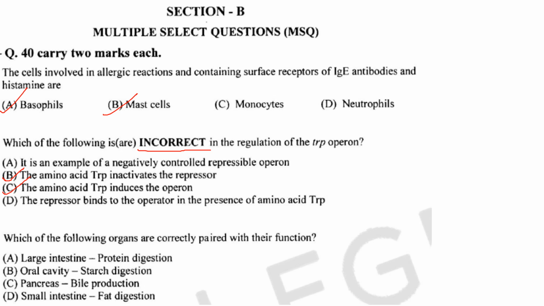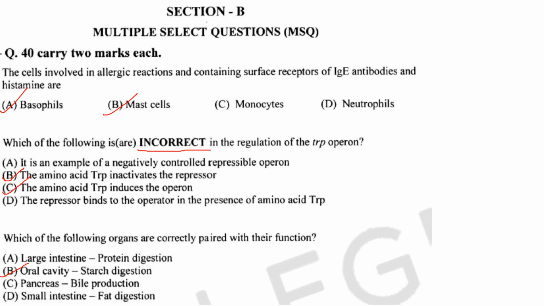Then next one. Which of the following organs are correctly paired with their function? Large intestine, protein digestion. That is not correct. Large intestine is involved in water reabsorption, electrolyte balance, all these things. So large intestine is not involved in protein digestion. Protein digestion mainly occurs in the stomach and small intestine. Then oral cavity, starch digestion. Yes, you have the enzyme for starch digestion in the oral cavity. B is correct. Pancreas, bile production. No, bile production is by the liver and the gallbladder.